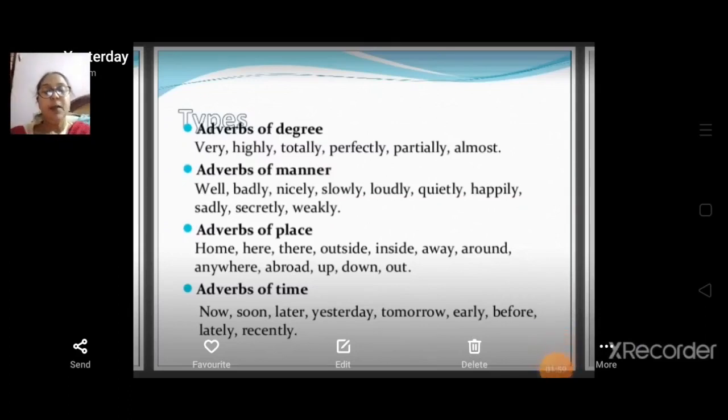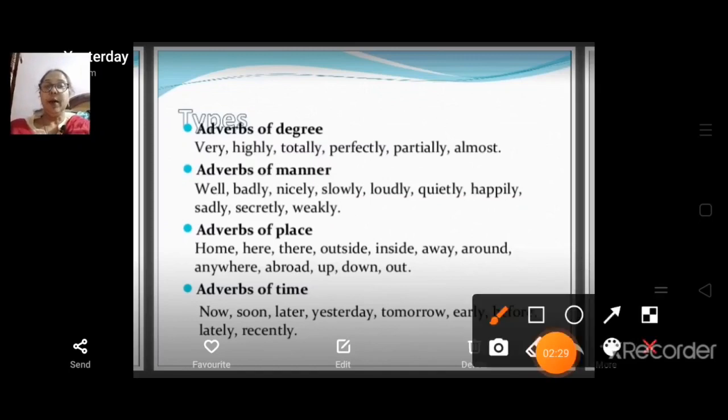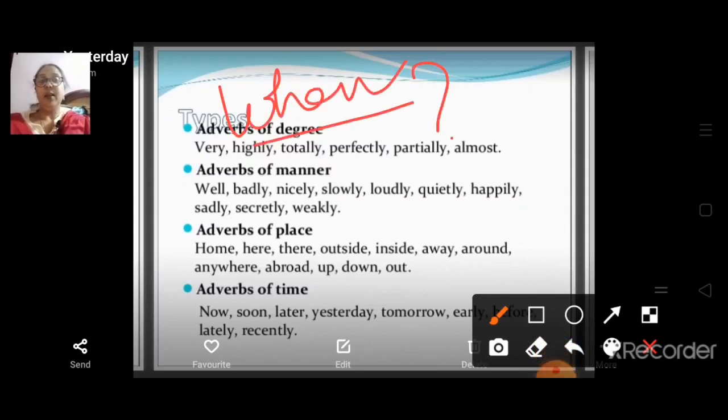Adverbs of time indicate the time of an action and answer the question when. When is the action done? So it indicates or describes when the action is done. Whenever we are talking about adverbs of time, it indicates when. It's giving the answer when.